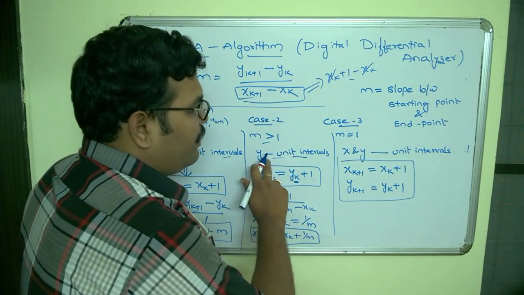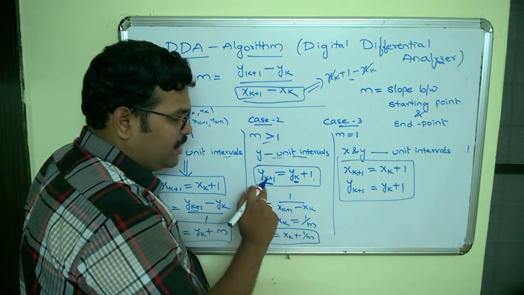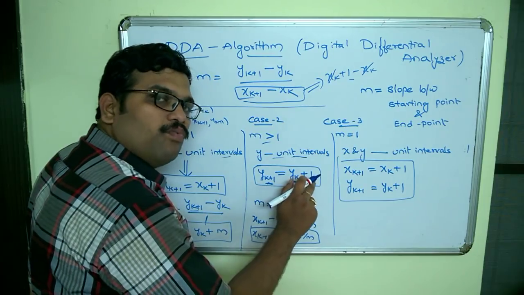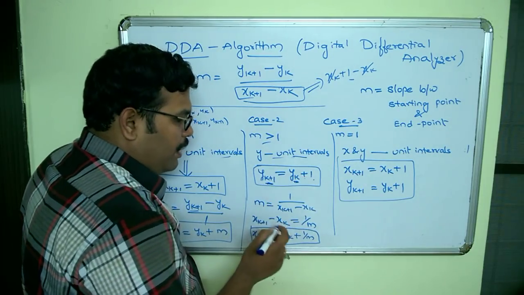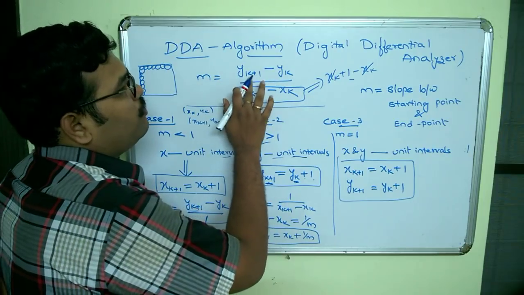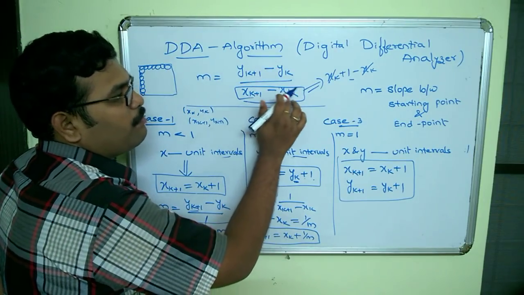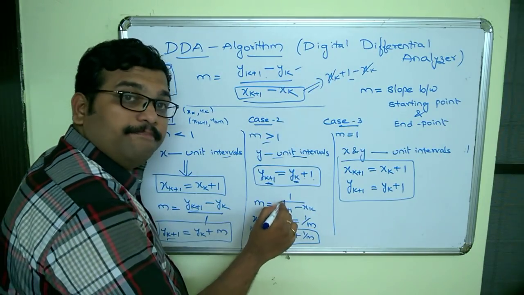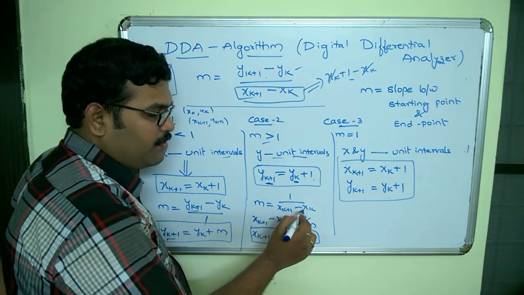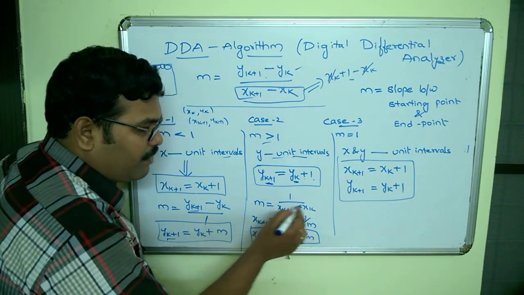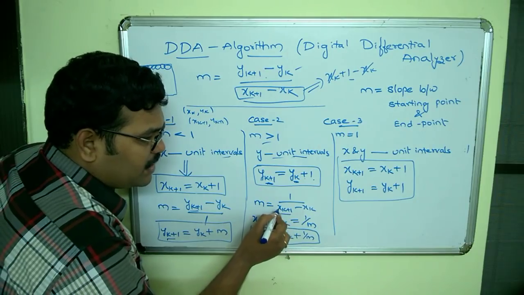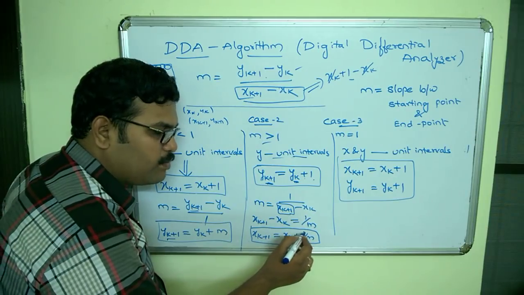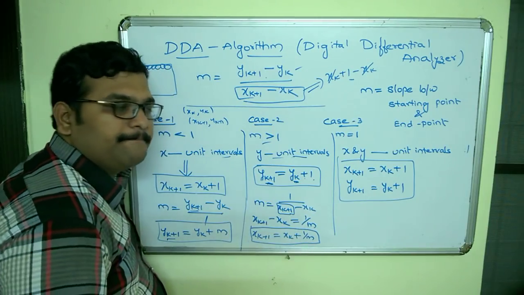Coming to this case, y will move in unit intervals. That means next y coordinate will be present y coordinate plus 1 unit interval, so 1. And from this equation m is equal to yk plus 1 minus yk by xk plus 1 minus xk. Here y moves in unit interval, so here numerator will become 1. So 1 by xk plus 1 minus xk. From this equation we can find out this xk plus 1 next coordinate. So xk plus 1 is equal to xk plus 1 by slope.